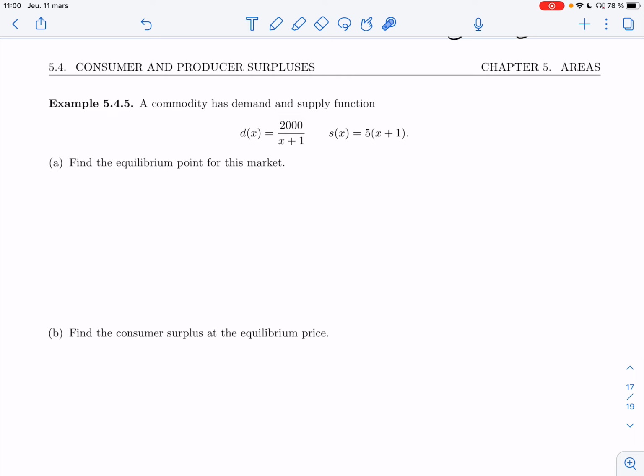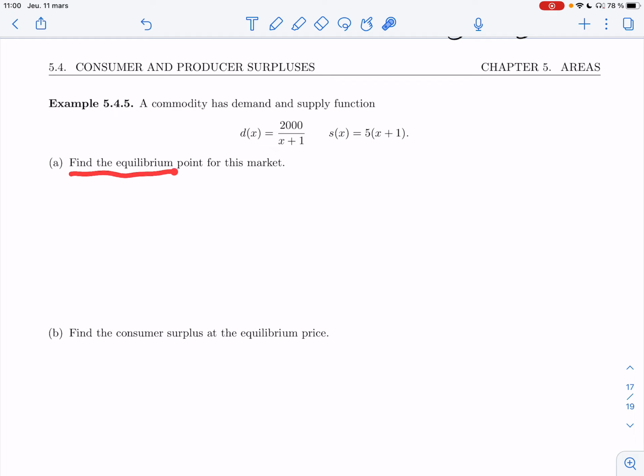Let's do one final example of consumer and producer surpluses. Example 5.4.5. A commodity has demand and supply function. I have a D of X. Notice that it's a small d. Some teachers like to use that, so I want to make sure that you realize it's the same thing. That's the demand function. That's the supply function.